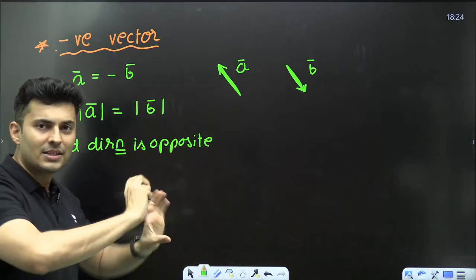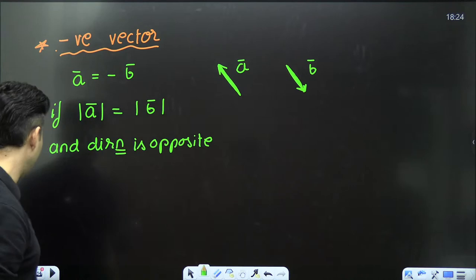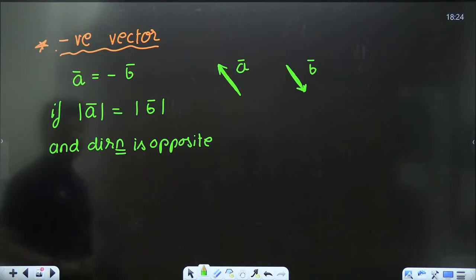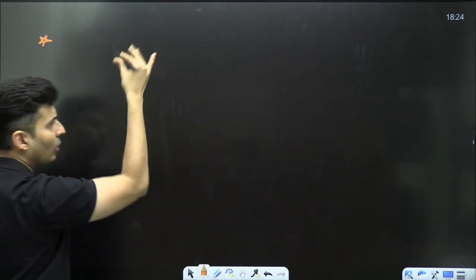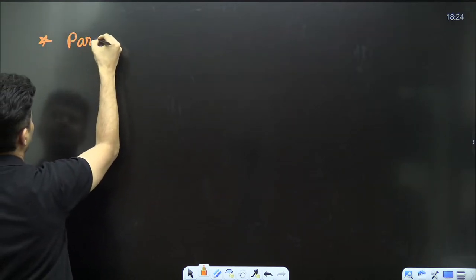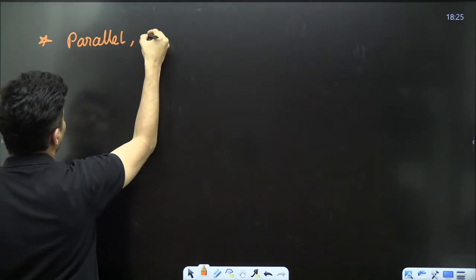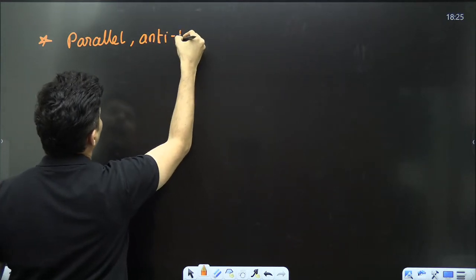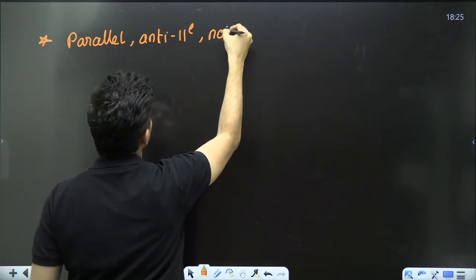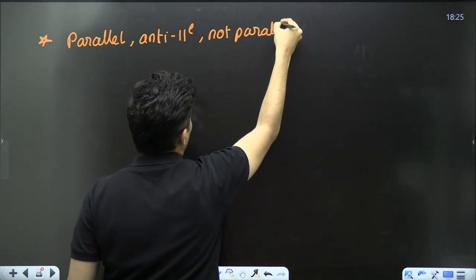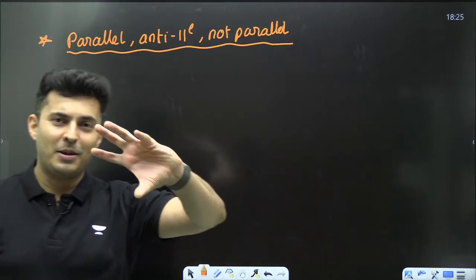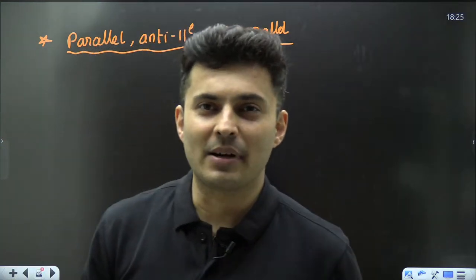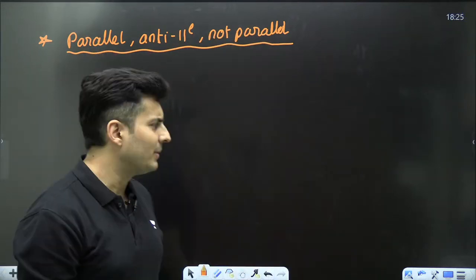It's exactly just turn it upside down. That's all. So this was equal vector. This was negative vector. The next one is about parallel, anti-parallel, and not parallel. Many students, many coaching institutes do not teach this, and students get confused when there are these words in the question paper and you do not know what they exactly mean.